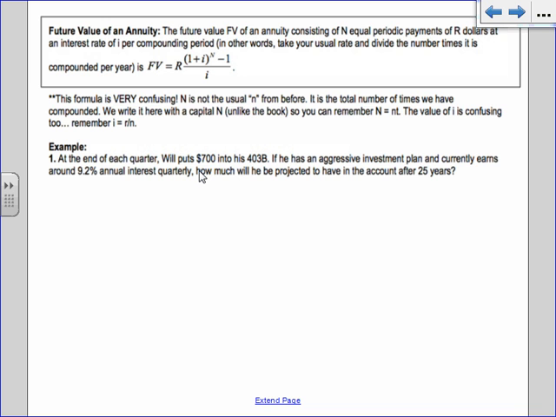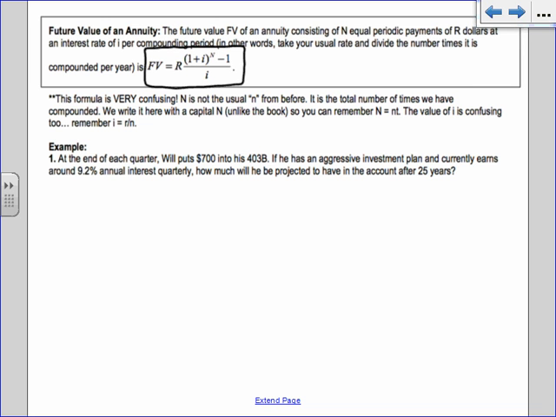And the formula for an annuity is very weird. I will give you this formula. I'm also going to give you 2 other formulas that go with it. It says future value of an annuity. The future value, FV, of an annuity consisting of n equal periodic payments of R dollars at an interest rate of i per compounding period is this.